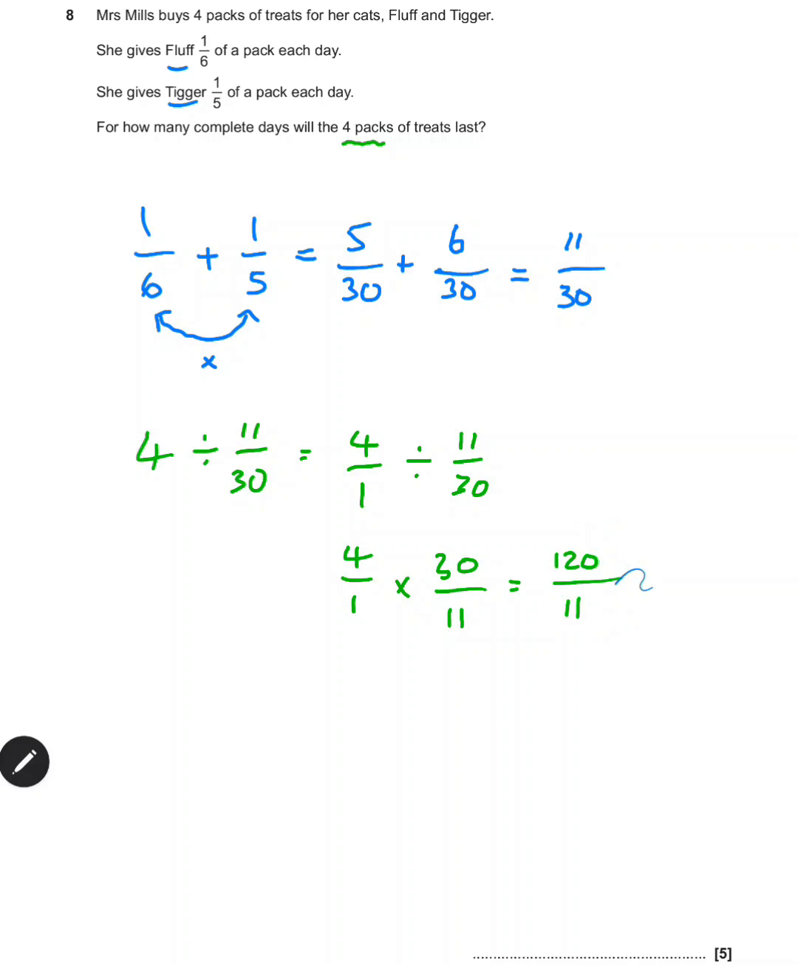This is how many days the packs will last for, so I'm just going to change that into a mixed number now. So if we count up in 11s, well, 10 11s are 110, 11 11s will be 121, so this is 10 full days, and then there will be 10 11ths left. So I've just converted the improper fraction to a mixed number. Let's make sure we answer the question. How many complete days? Well, complete days, 10 full days they'll last for.